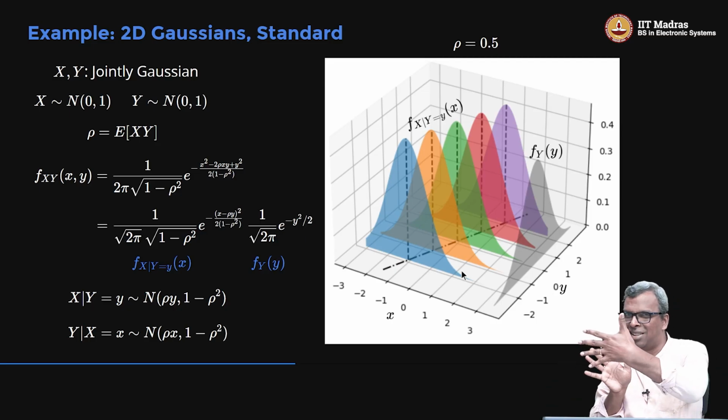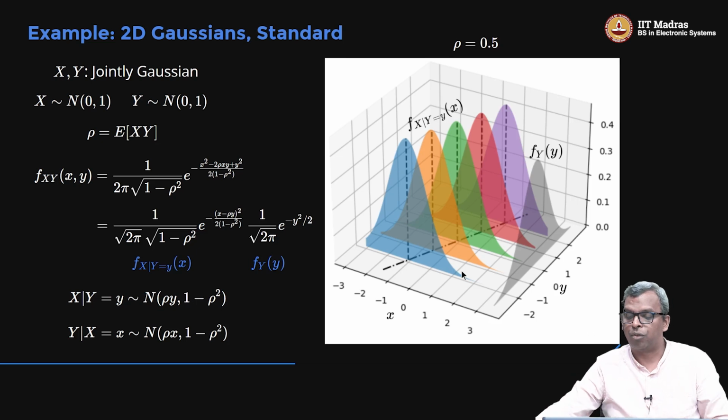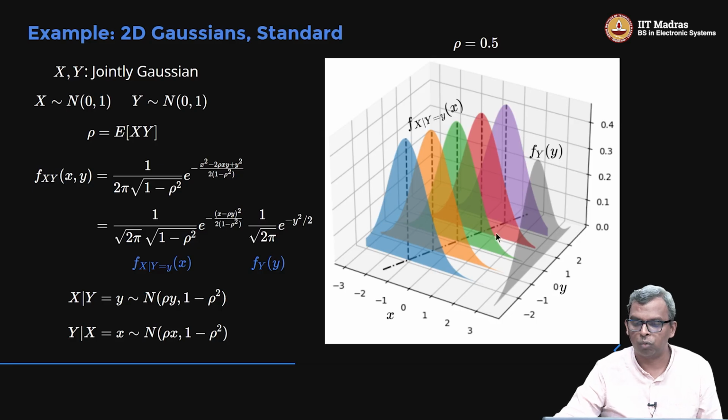So, it will sort of twist a little bit in the shape, but of course, you have to multiply by f_Y(y) if you want the joint PDF. So, it will have a different type of shape. Okay. So, this is an important picture to see.